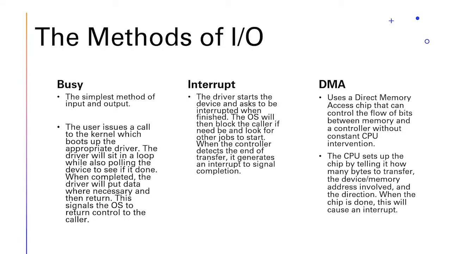So the next bullet point says that the CPU sets up the chip by telling it how many bytes to transfer, what the device and memory addresses involved are, and then the direction that it needs to go. So when the chip is done, this will also cause an interrupt, as James talked about before.